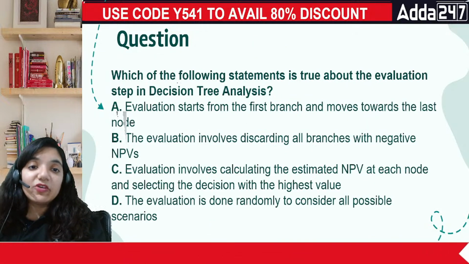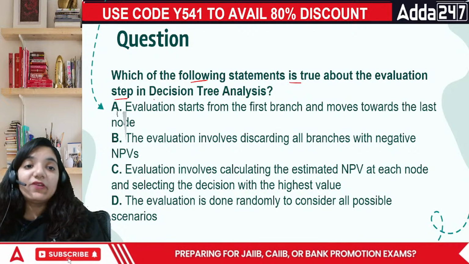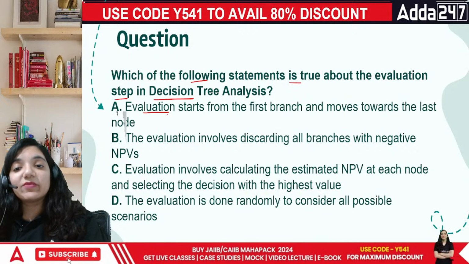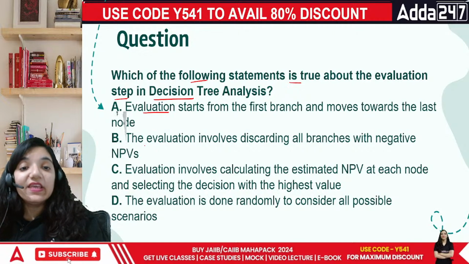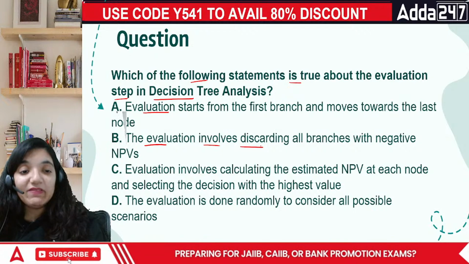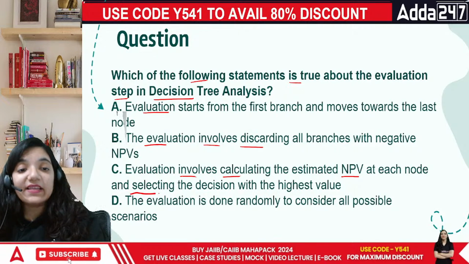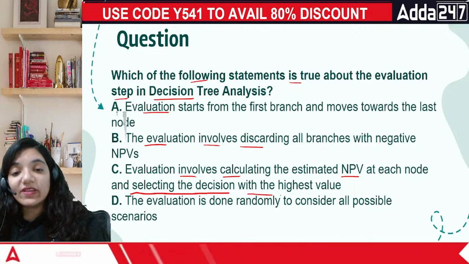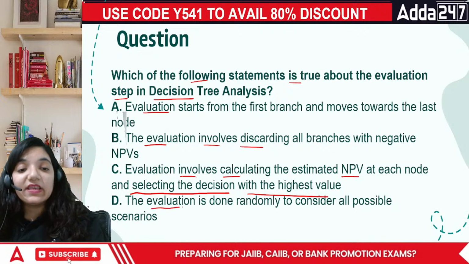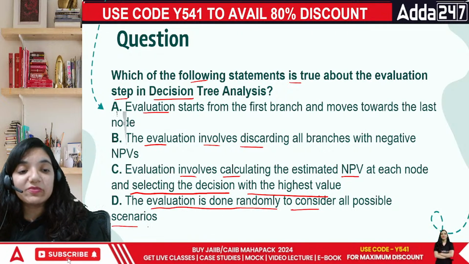Okay. Then which of the following statements is true about the evaluation step of decision tree? Evaluation starts from the first branch and moves to the last. Evaluation involves discarding all branches with negative NPV, or evaluation involves calculating the estimated NPV at each node and selecting the decision with the highest value. Last is the evaluation is done randomly to consider all the possible scenarios.